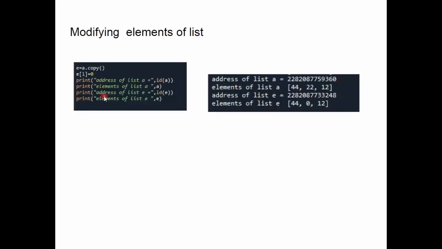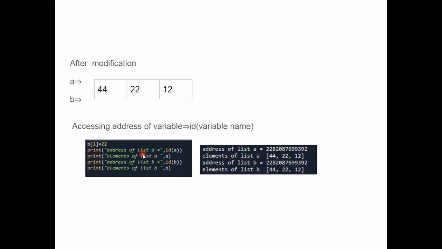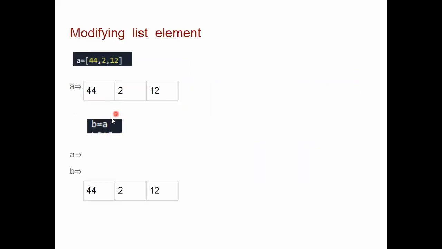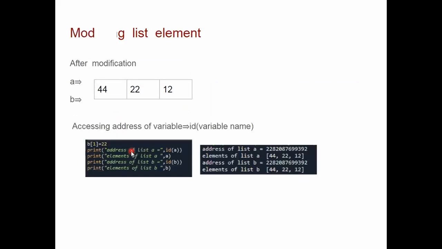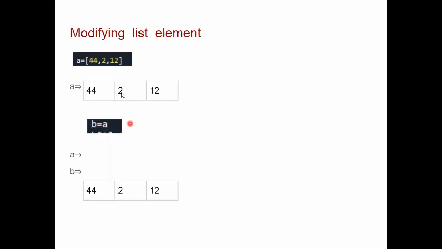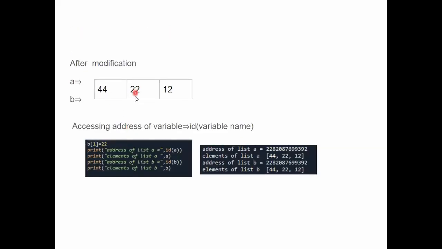So what we are going to see after the modification: the previous value, for example, here it was 2, and after the modification it is 22. So b of 1, instead of 2, now we have 22. If we display a, then also we are going to see 22 here, and if we display b, then also we are going to see the 22 value here.